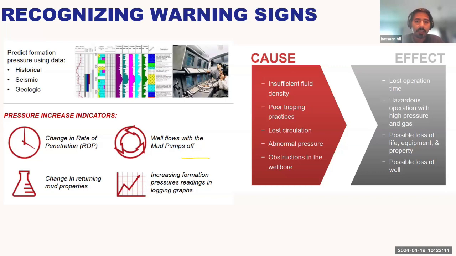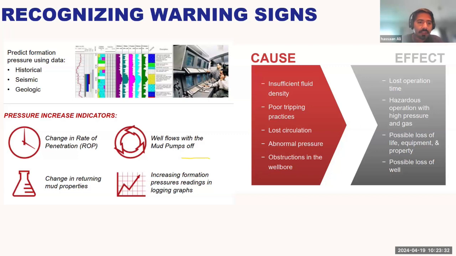And also geologically, you will have different types of formations. You will have salt domes, you will have shale formations, and you can actually have a very good idea about what the geological properties of these formations are, and you can predict the pressure influx in those formations.